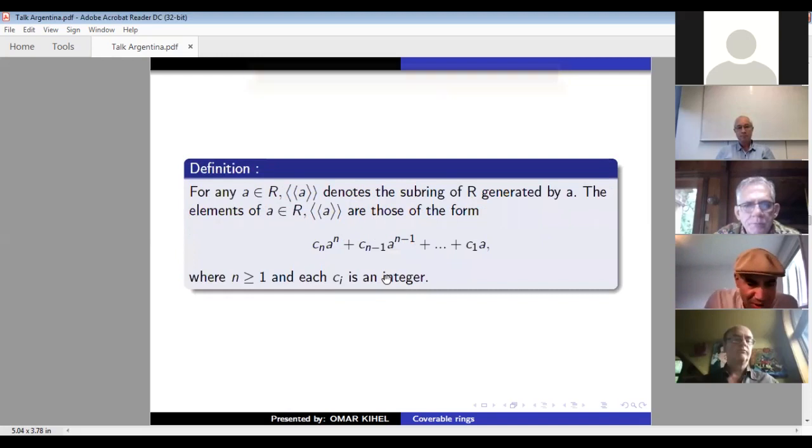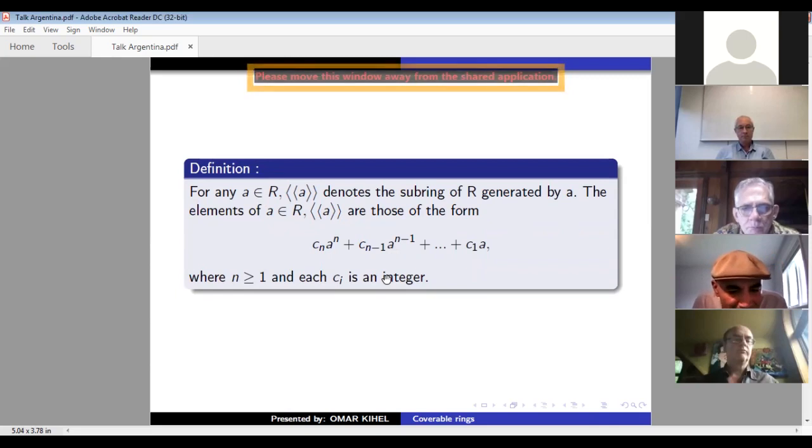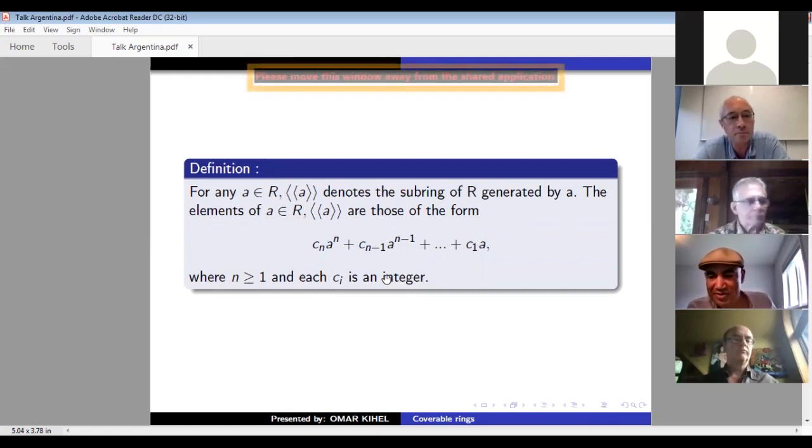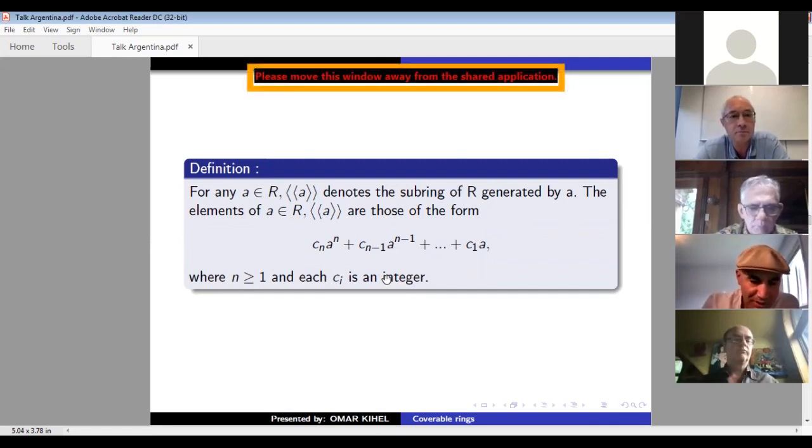Okay. So for R a ring and a an element in R, we take this subring: the double bracket Z[[a]] consists of the forms c_n a^n + ... + c_2 a^2 + c_1 a, and there is no misprint, I am not missing the constant term. The last one is c_1 a, where the c_i are integers. Here you can check easily that this is a subring, and this subring is contained in Z[a], right? And why is this important?